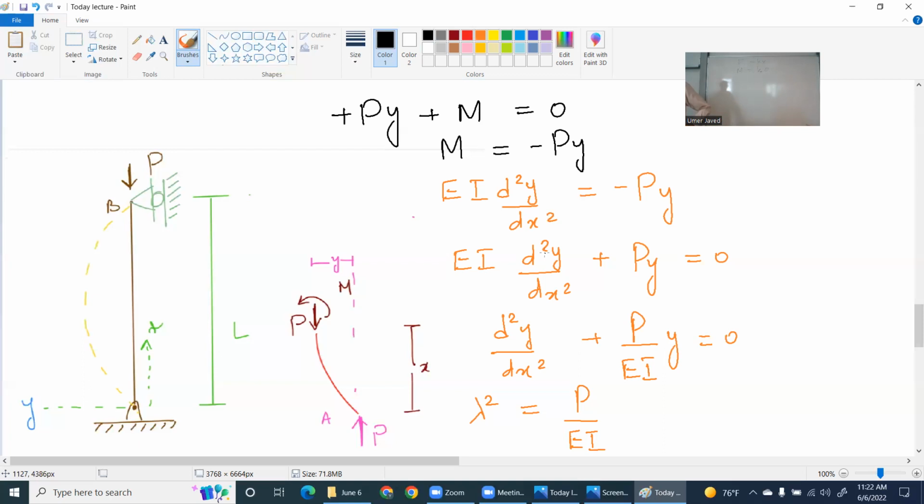It should be, is it? I don't know. Probably lambda or lambda square. You are very close, yeah.